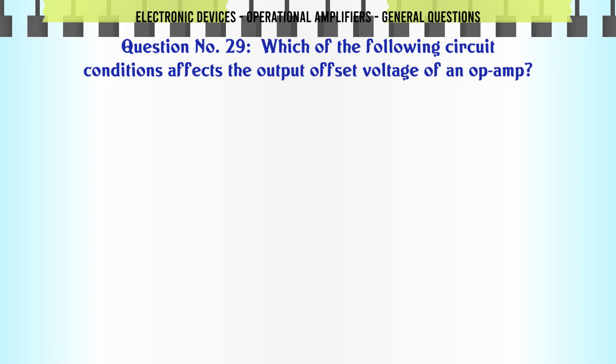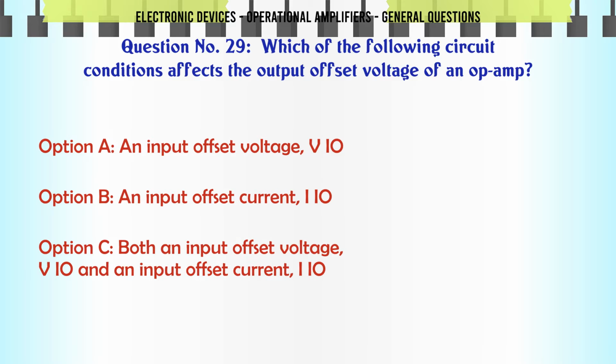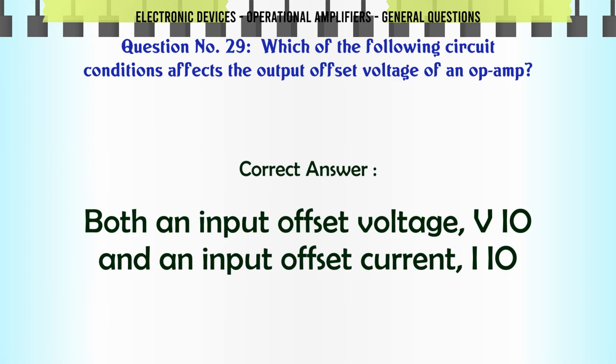Which of the following circuit conditions affects the output offset voltage of an op-amp? A. An input offset voltage VIO. B. An input offset current IIO. C. Both an input offset voltage VIO and an input offset current IIO. D. None of the above. The correct answer is both an input offset voltage VIO and an input offset current IIO.